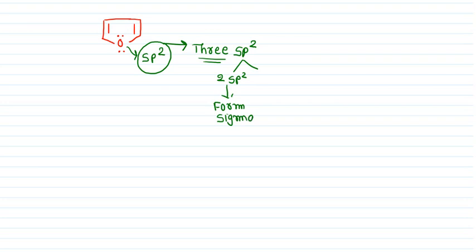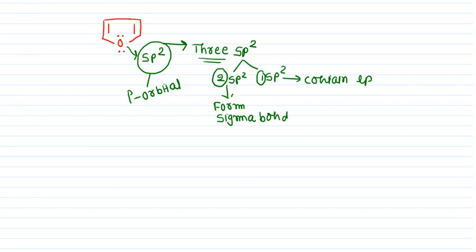Form a sigma bond. And one sp2 contains a lone pair. तो यहां पे 2, यहां पे 1, ये 3 हो गई और एक p ऑर्बिटल remaining vacant, and that p orbital containing a lone pair of electron. So my intention here is very clear. One pair is in sp2 and one lone pair is in p orbital.